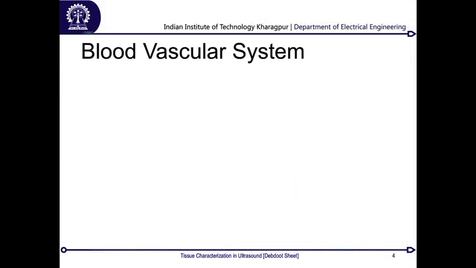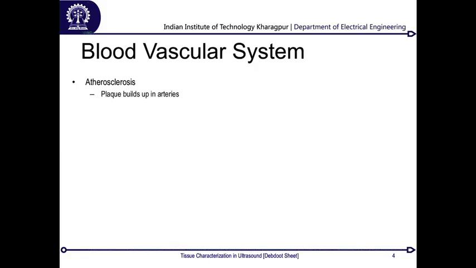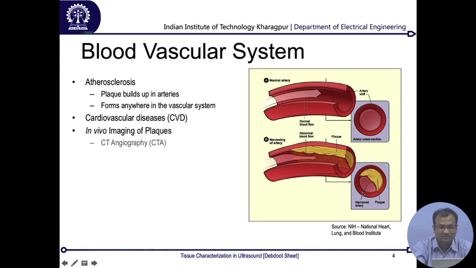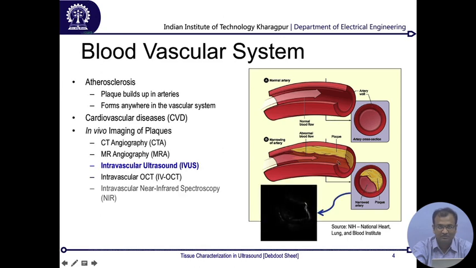And this whole tissue characterization is what comes into play for investigating a histological equivalent in conditions when you cannot do a biopsy. If you want to look into the blood vascular system, the basic details are that whenever there is plaque formation or atherosclerosis going on, this is what happens, and they lead to something called cardiovascular disease, and there are a lot of techniques for in vivo imaging of these.